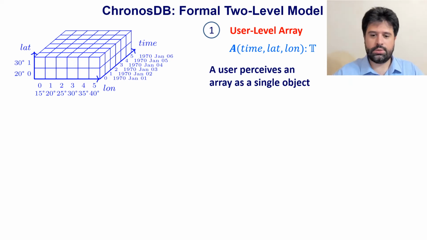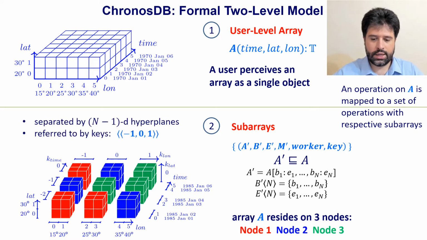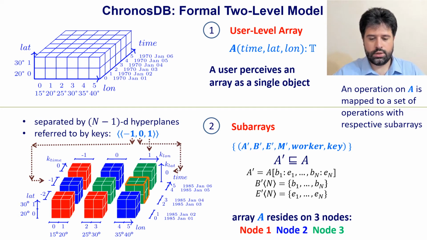The ChronosDB data model has two levels. A user perceives a large array at the highest level as a single object. A set of system-level arrays or subarrays is distributed among cluster nodes and stored as ordinary files in diverse file formats. An operation with an array is mapped to a sequence of operations with respective subarrays. In this example, array A resides on 3 cluster nodes. Subarrays are separated by hyperplanes and referred to by keys. For example, we refer to the highlighted subarray by the key -1, 0, and 1.